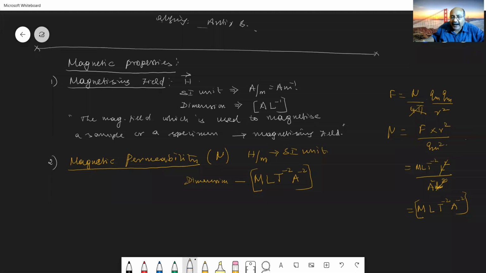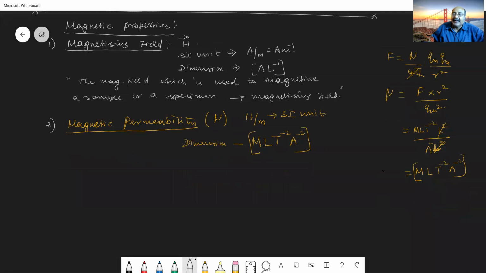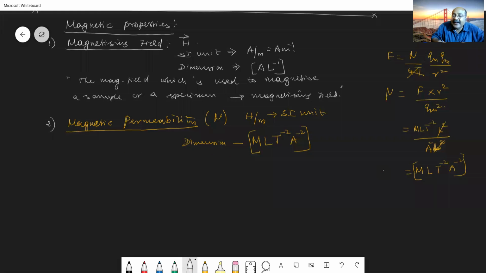What do you mean by this magnetic permeability? In electrostatics, you might have studied about permittivity epsilon. There you stated that the ability of the electric lines to pass through the medium is permittivity. Here in magnetism, instead of electric lines, you will have magnetic lines. The same concept: the ability of the medium to pass magnetic lines through it. We are calling it magnetic permeability.